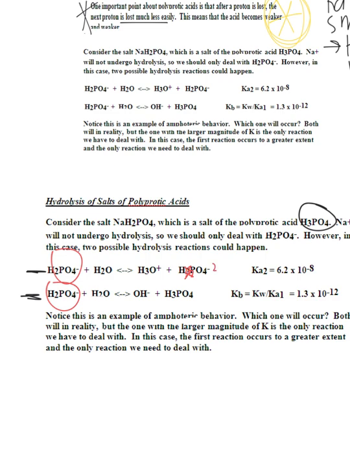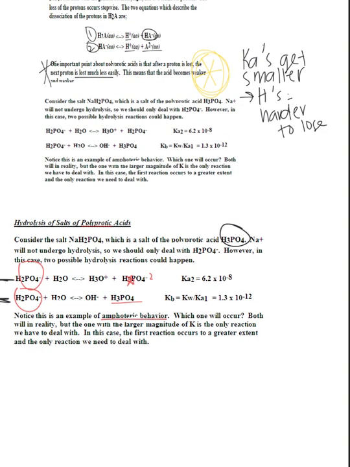Okay, or it can act as a base, like I said, and accept one where I get my weak acid parent back. So this is an example of amphoteric behavior where it acts like an acid and a base. So when it asks which one will occur, both will in reality, but the one with the larger K is the only reaction we have to deal with. That's really important because I know it's on your test. So I would pay attention to that.